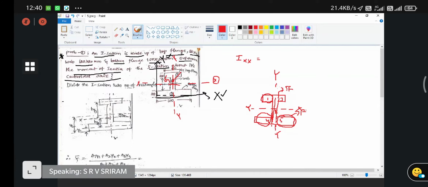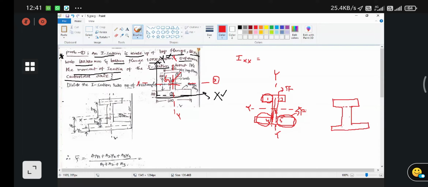So in order to reduce the computation time, you need to select the axis which is going to divide the given section into a small number of divisions. Same I section I am going to take. So how to divide it? By drawing horizontal lines, dividing the I section into three sections.